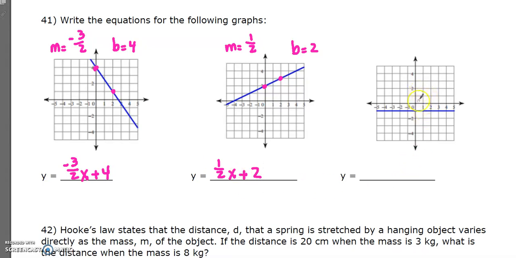Last one, it is crossing at -1. And because it's a horizontal line, my slope is 0. So -1. So I just simply have to write y equals -1. If it's a slope of 0, guys, I don't have to put 0x because anything times 0 is 0. It's gone. So I just have to say y equals whatever my y-intercept is. And I am done with that.